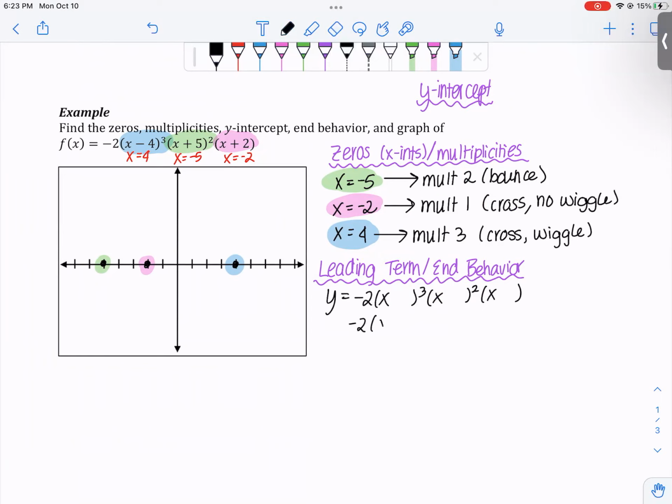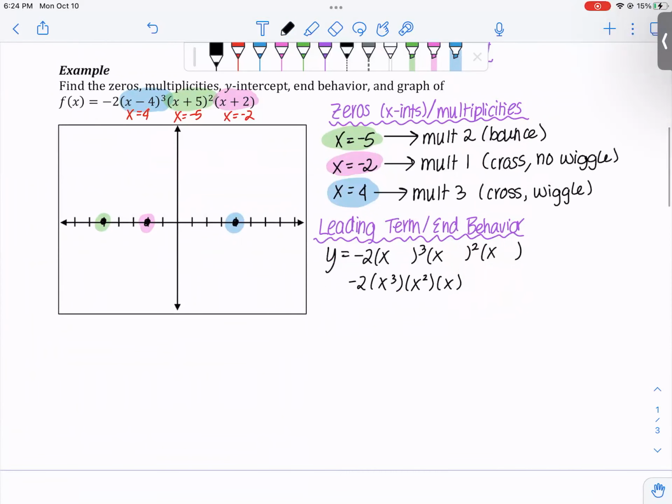So I have -2, x cubed, x squared, and x. That comes out to -2 x to the 6th. If we add 3 plus 2 plus 1, we get 6. So the leading term is -2 x to the 6th. So we have a negative leading coefficient, which means we're going to go down when we go to the right.